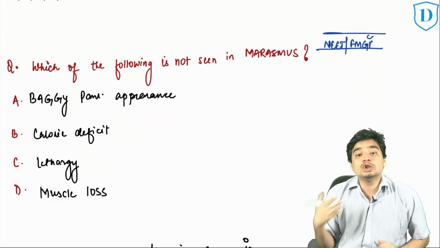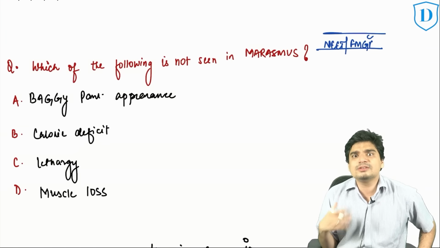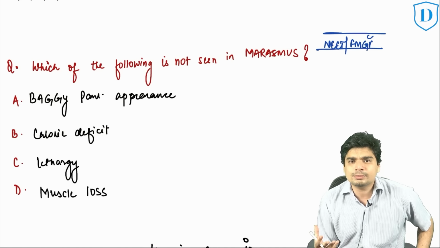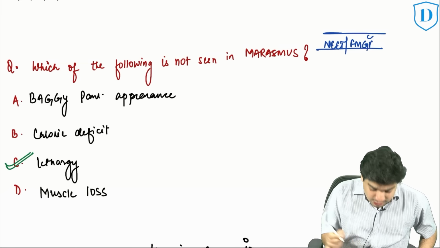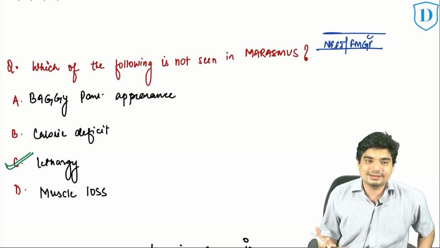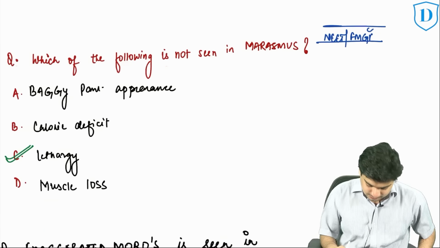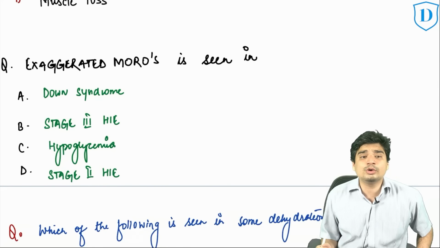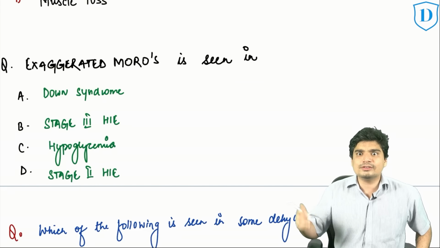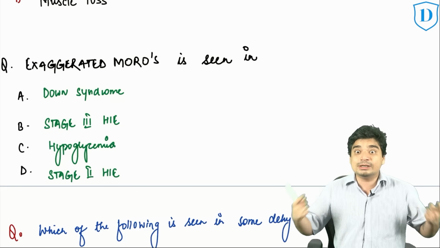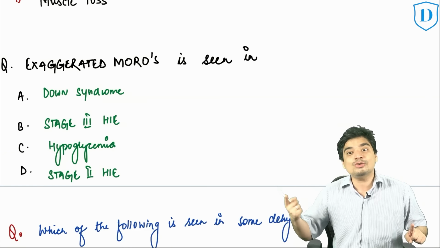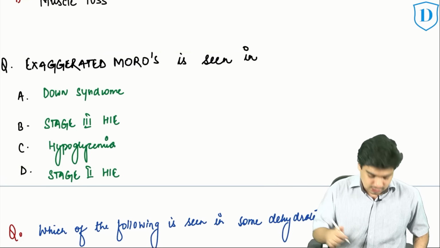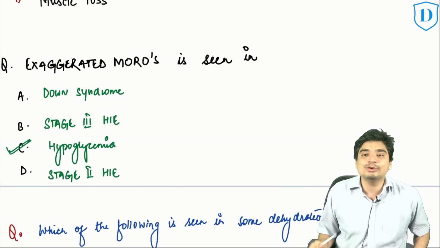Which of the following is not seen in marasmus? Marasmus, better prognosis. You only lose somatic protein. You will be irritable, not lethargic. So lethargy is not seen in marasmus. Exaggerated Moro is seen in exaggerated reflexes, more sympathetic overactivity, irritability, which can be there in hypoglycemia. So the answer here will be hypoglycemia.